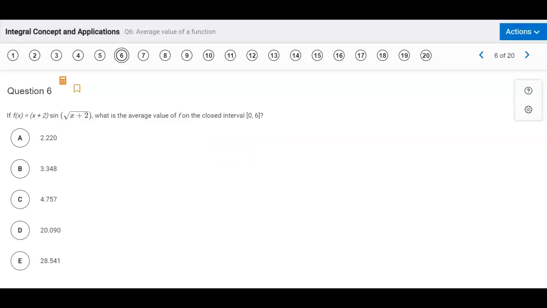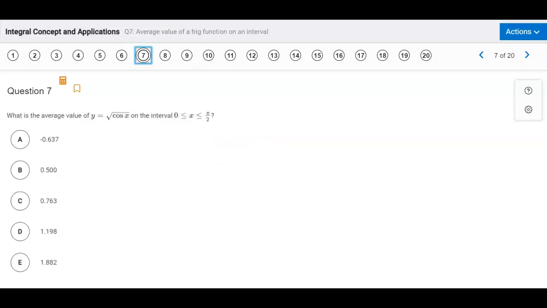All right, let's go ahead and move on to number 7 here. Oh, another average value question. So I'll direct you to go back to question 6 if you haven't seen that one yet, and see how I set that up, because that's how you'll handle this one as well.